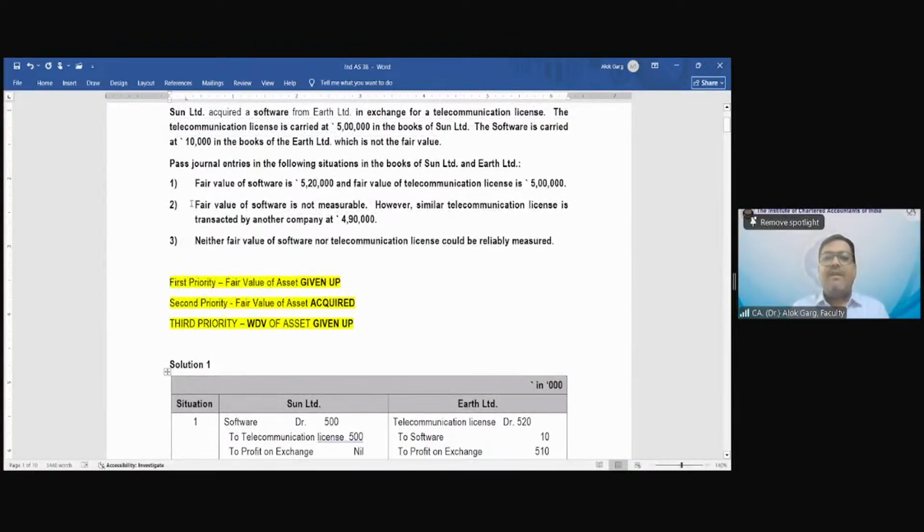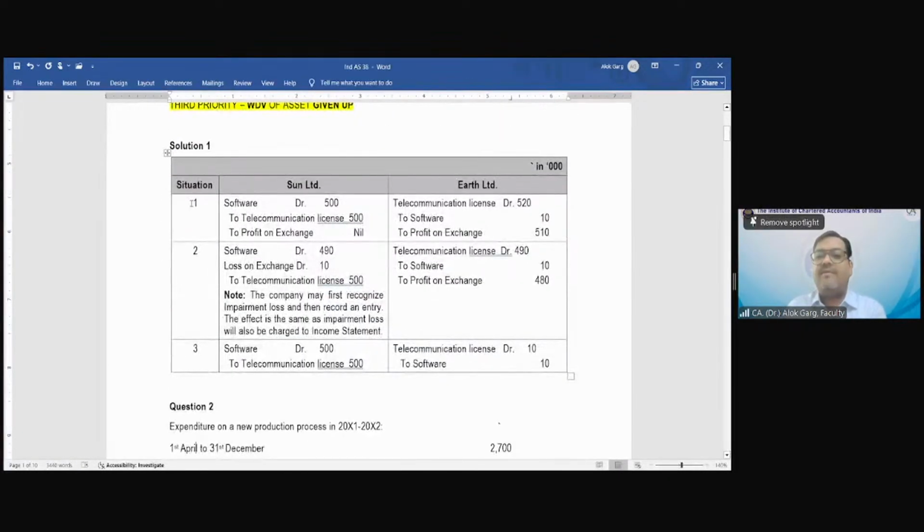Second, fair value of software is not measurable. Means the fair value of asset given up is not measurable. However, the telecom license fair value of asset acquired is measurable from the Earth Limited perspective. Then 4,90,000, and 10,000 for software and rest on profit. So telecom license account debit 4,90,000, to software credit 10,000, to profit on exchange 4,80,000, right? This is the accounting entry.